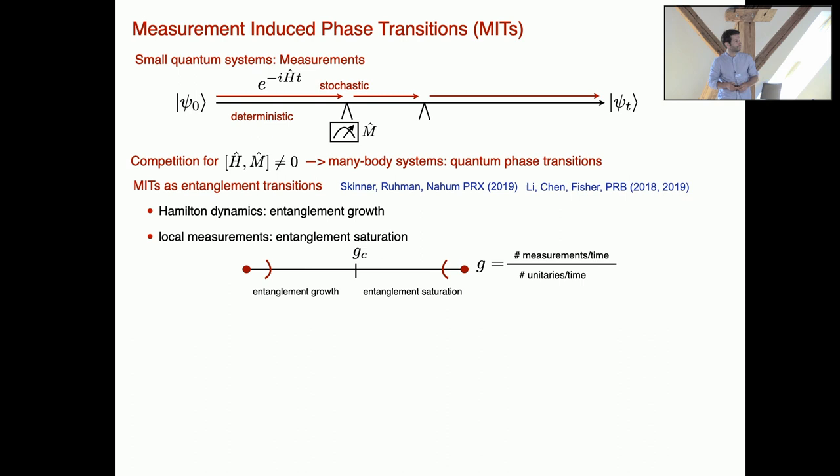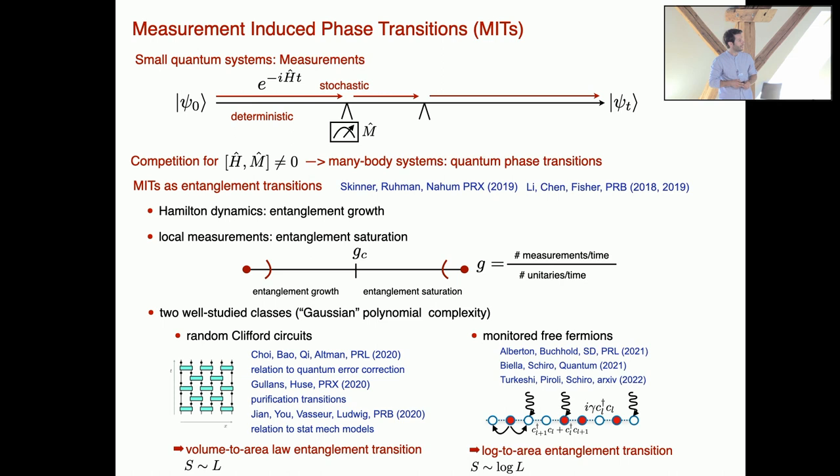There are in the meantime two well-studied classes. The first class, which is in the Gaussian, polynomial complexity class, and the random Clifford circuits show a volume to area law entanglement transition. Admittedly, a much less prominent class are maybe these free fermions, which show a somewhat different kind of entanglement transition, namely from a critical log scaling phase into, again, an area law.